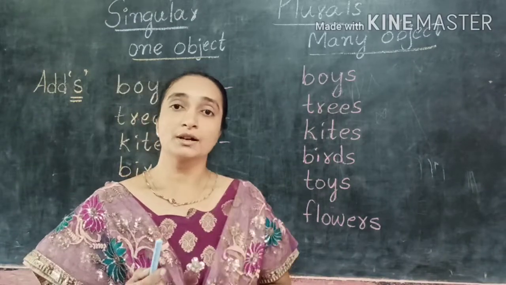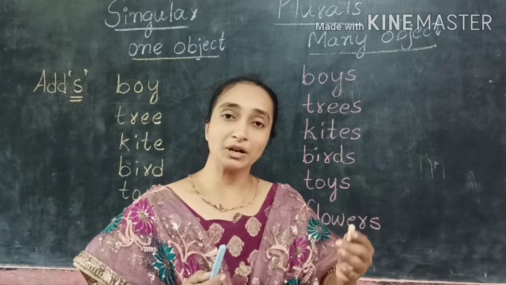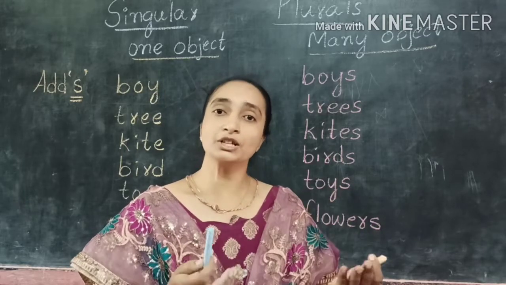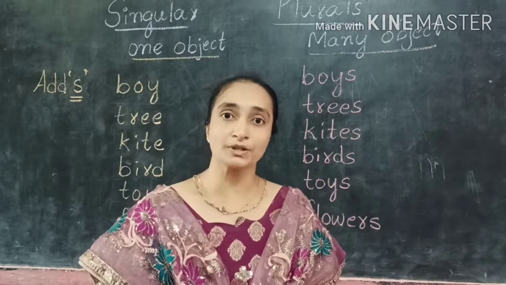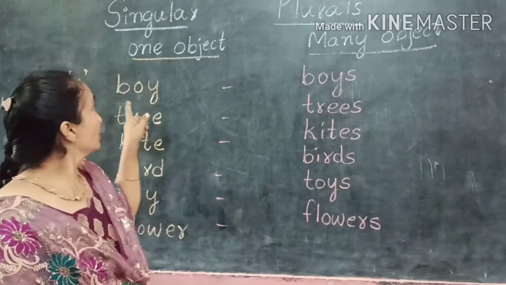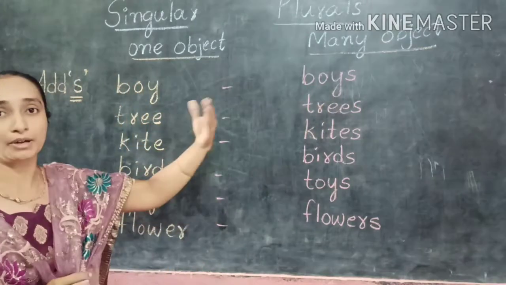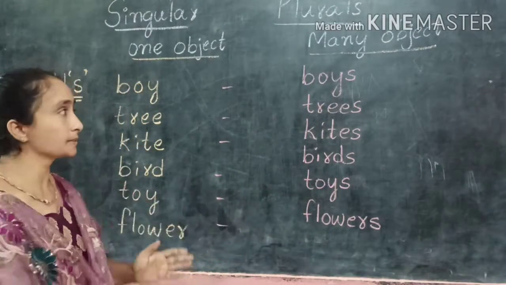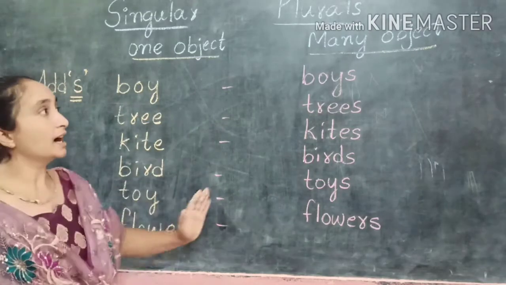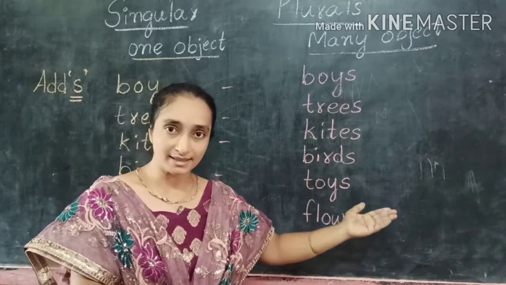Suppose I am saying about more than one. It might be more than two, it might be 2 or 5 or 10, whatever it is, but many objects. So when we are discussing many objects, we have to add S. The small letter S, if we add to the word, it becomes many objects, meaning plural form. This is singular, only one object. And this is many objects, plural form. So we are adding S here.